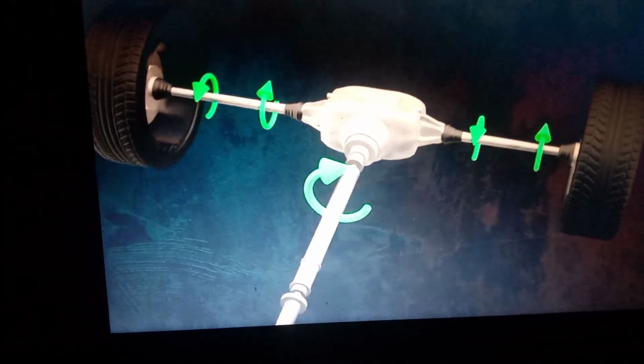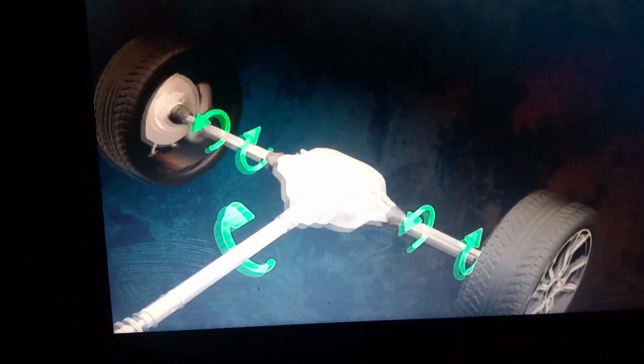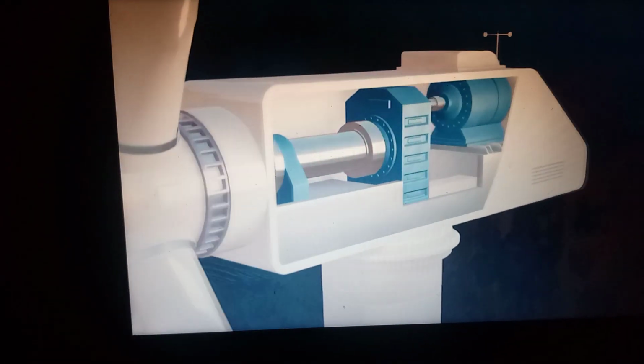rotation. This could be the drive shaft and axles, used to transmit power from the engine of a car to the wheels, for example, or the shafts used to transmit power from the blades of a wind turbine to its generators.